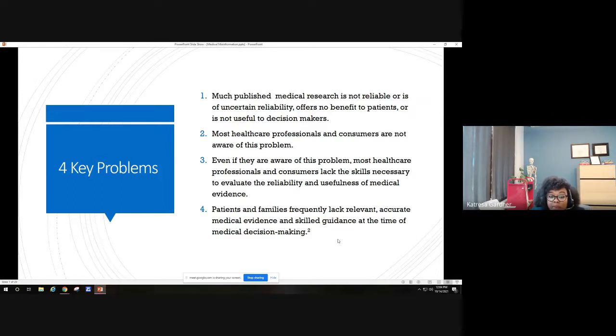The second problem that was identified in the literature is that most healthcare professionals and consumers are not aware of this problem. And third, even if they are aware of the problem, most healthcare professionals and consumers lack the skills necessary to evaluate the reliability and usefulness of medical evidence. And then the fourth problem is that patients and families frequently lack relevant, accurate medical evidence and skilled guidance at the time of medical decision making.